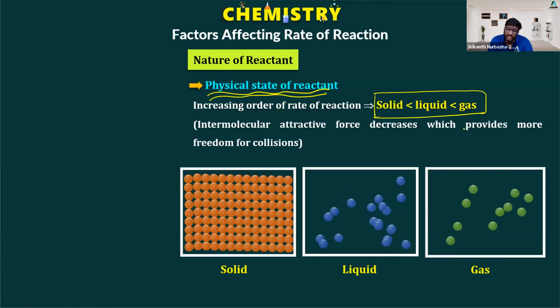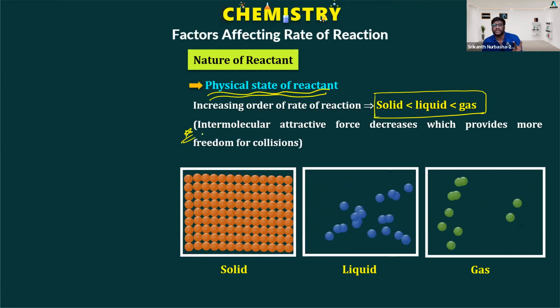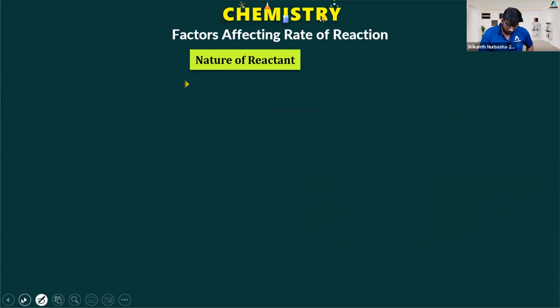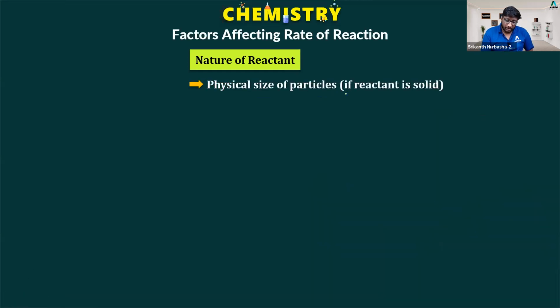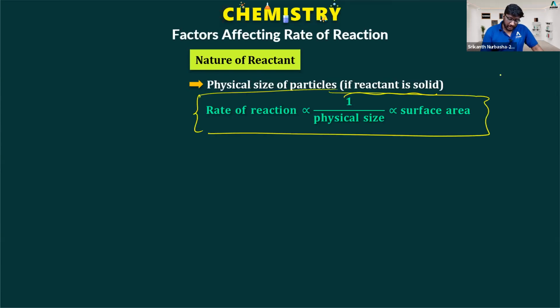Intermolecular attractive forces decrease, which provides more freedom for collisions. This is the same point. But if I consider two solids, that solid where the surface area is greater, there you will be having greater rate of reaction. Physical size of particle, if reactant is solid. Among solid, liquid, and gas, solid least, then liquid, and then gas, gas is the highest. If you are comparing two reactants which are already solids, then what you can say? Rate of reaction is inversely proportional to physical size, directly proportional to surface area.